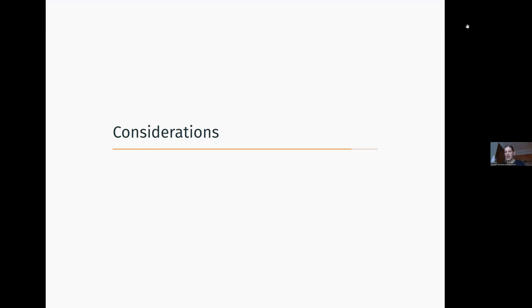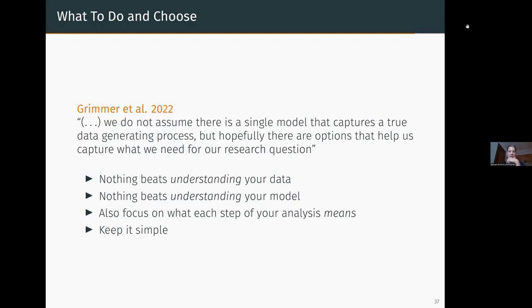So, having discussed that, I wanted to talk a little bit about various considerations that we should have when we do any kind of new text analysis. Referring back to what I said in the beginning, when we do an advanced text analysis, it's important to realize that we should not assume that there's a single model that captures a true data generating process, right? There is nothing that's perfect. There's no model that fits it. We always lose something.